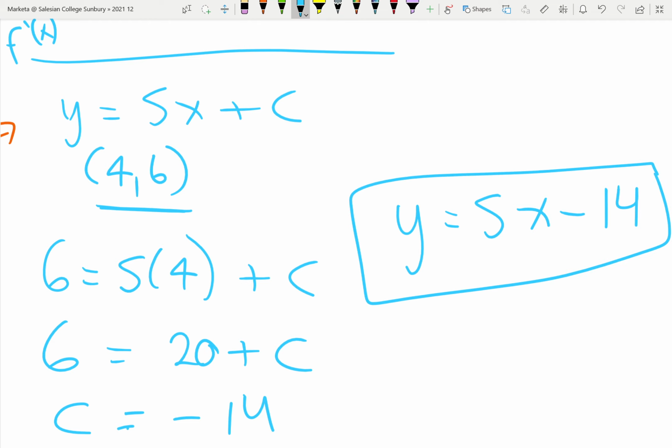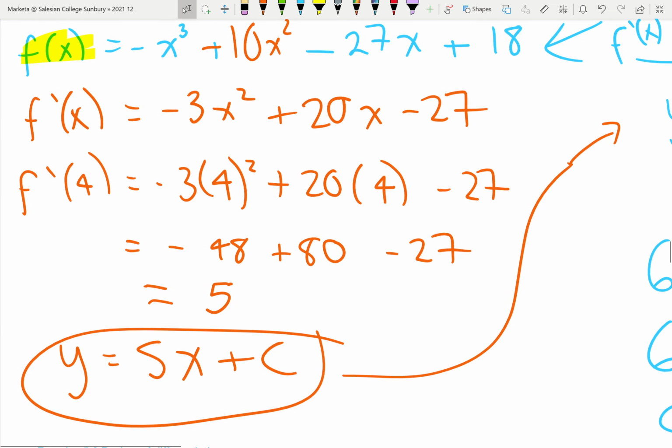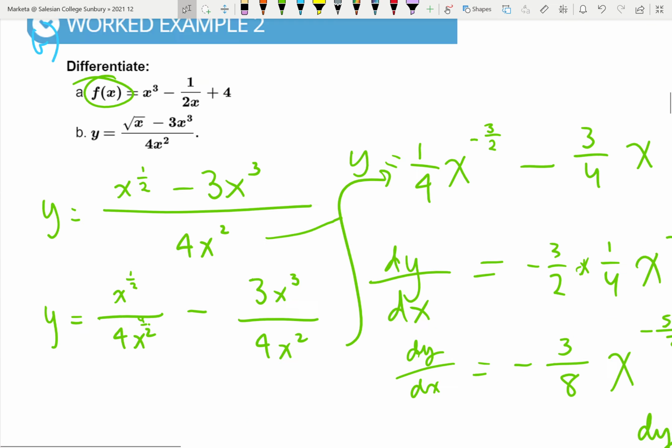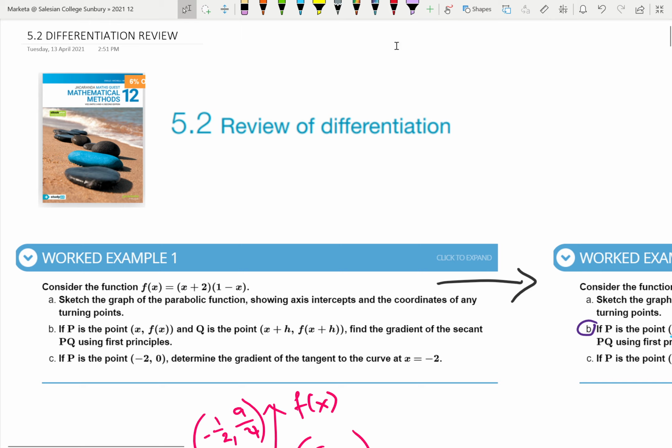And look, you could use the equation y minus y1 equals m times x minus x1 in your working out. That's fine, and you'll get the same answer, albeit in a different form. I like to use y equals mx plus c, and I pretty much always use y equals mx plus c. But as I said, if you want to use the other equation, that's fine too. So that takes us to the end of the many examples from exercise 5.2, review of differentiation.